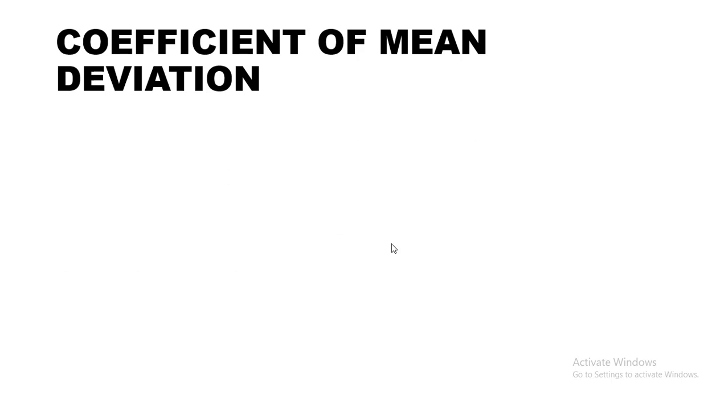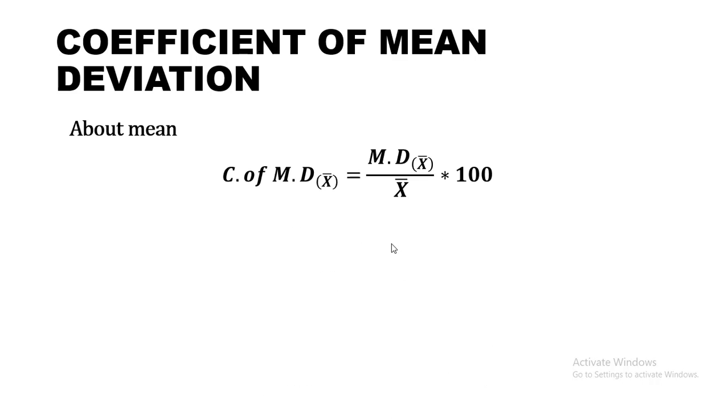Moving on to coefficient of mean deviation. For about mean, the formula is: coefficient of mean deviation is equal to mean deviation about mean divided by mean, multiplied by 100. For mean deviation, we're going to use the formula summation f into absolute x minus x mean, divided by summation f. As you know, this is the formula for group frequency distribution. So we're going to use that and find our answer.